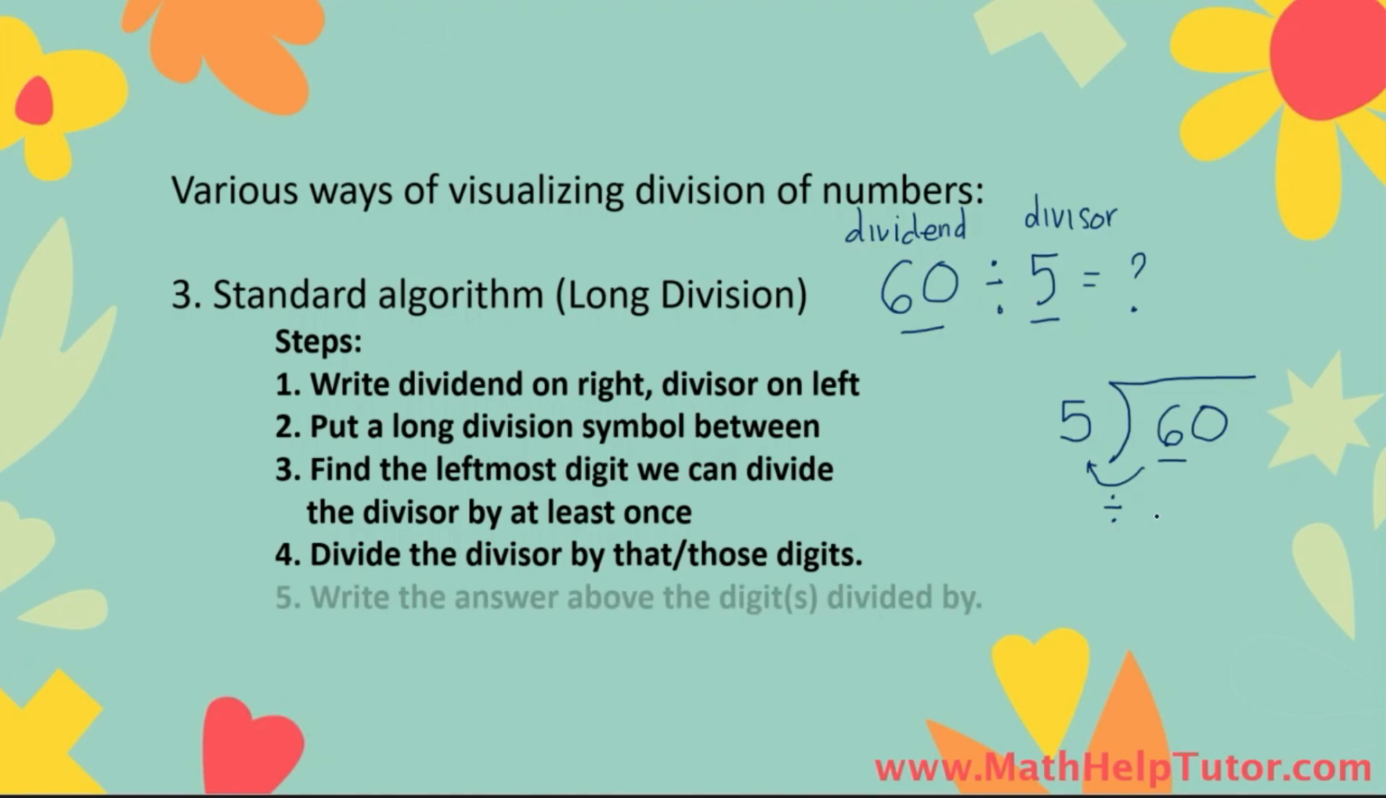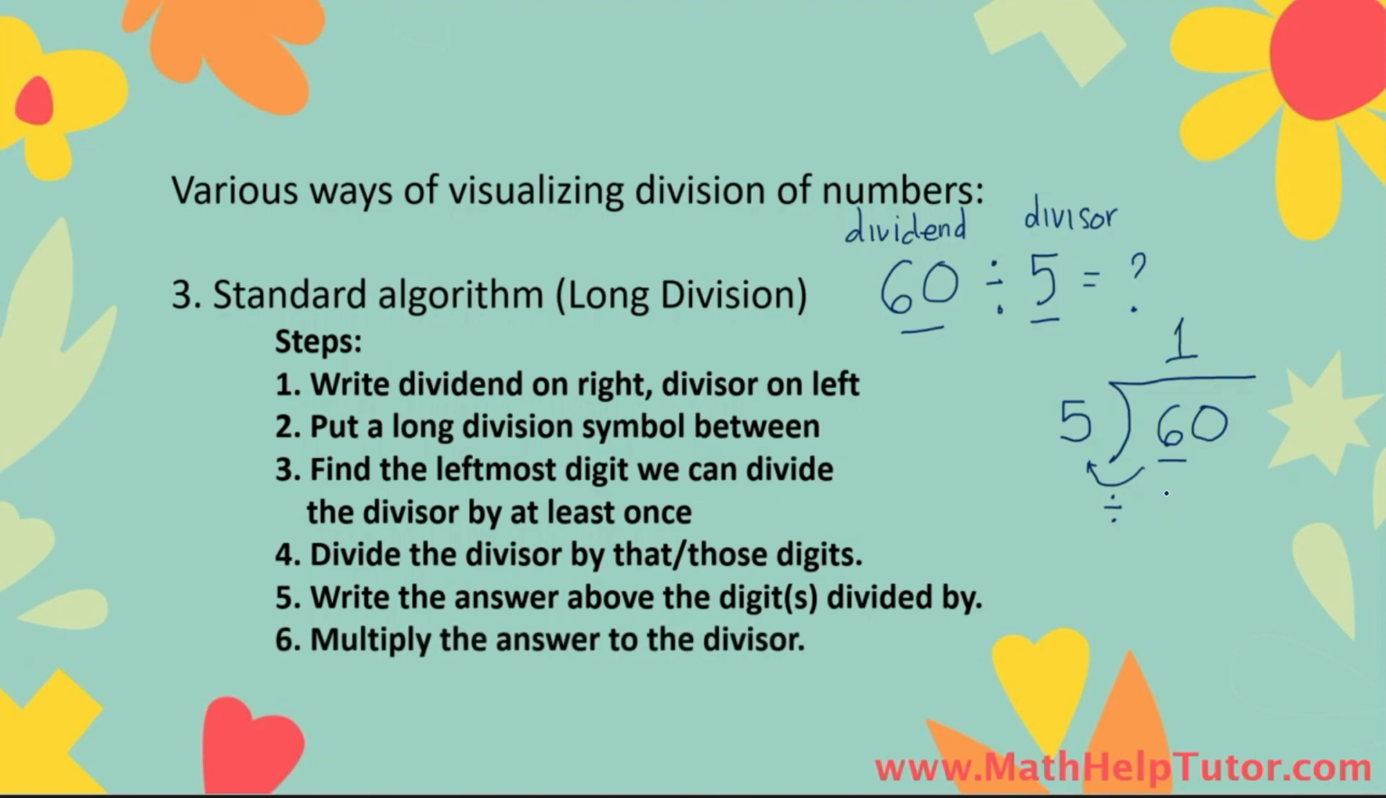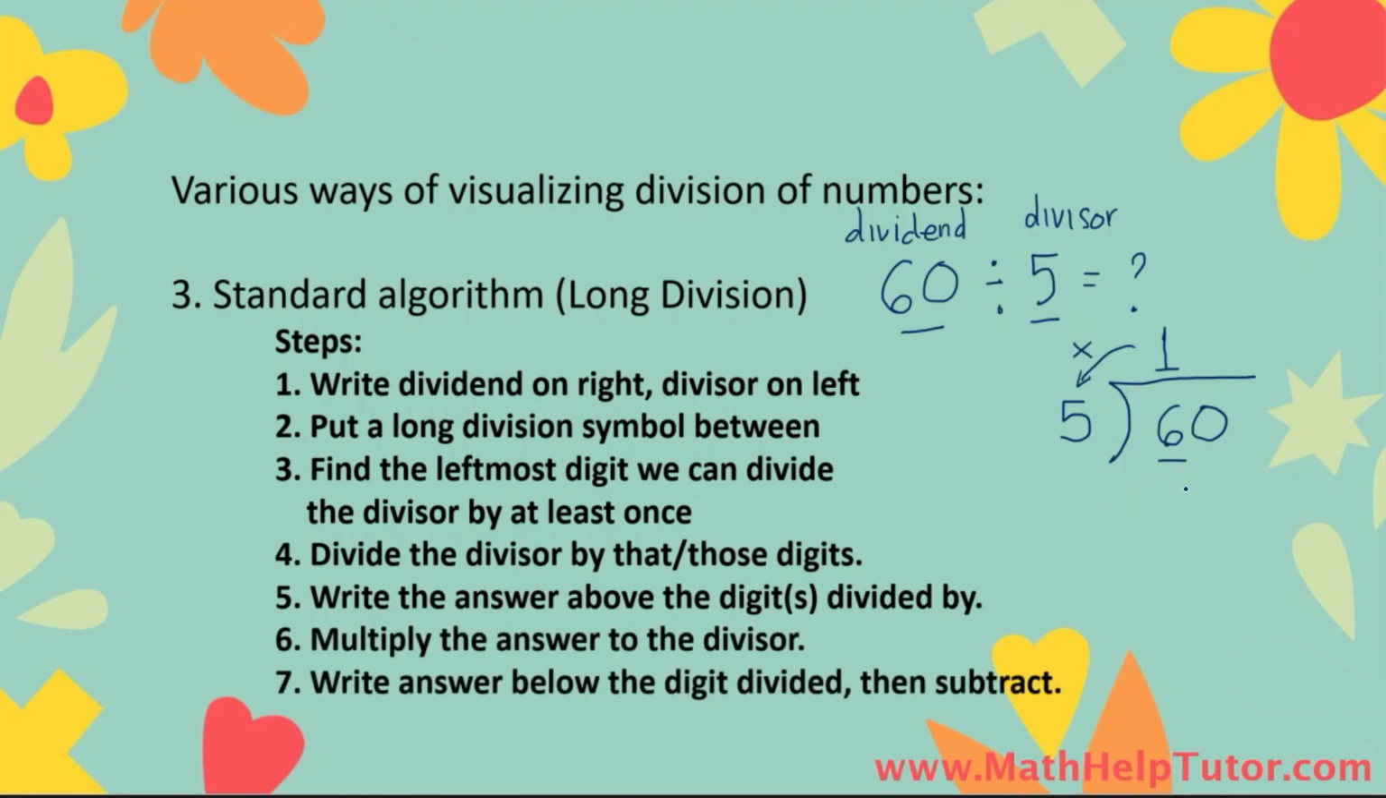Now the next step is we put that answer, which is 1, above the digit that was divided, which is 6. The next step is we multiply the divisor 5 by the answer of that division, which is 1, and then we write the answer below the digit 6. So since 1 times 5 is 5, we write 5 under 6.